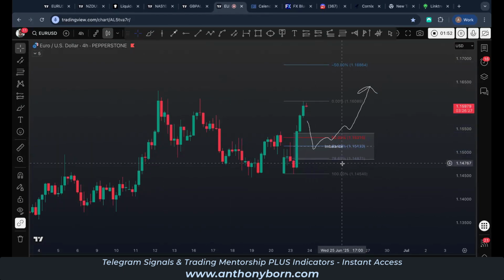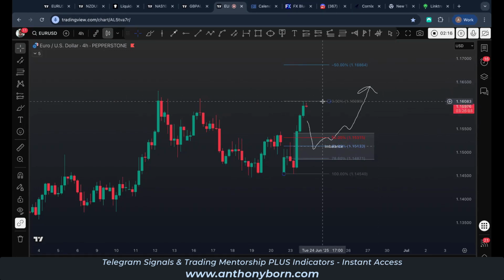Stop loss under the imbalance. I want to pull back down into here. Stop loss would go under here, and the criteria would be I don't want to see a pullback break the low of this imbalance range. I want it to hold here. Maybe it pulls back and ranges sideways for a bit, and then it rotates bullish. That's what I want to see.